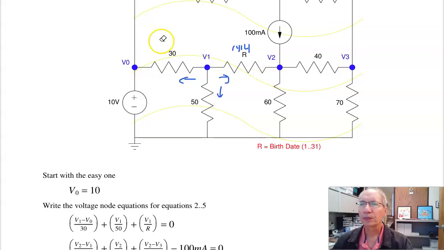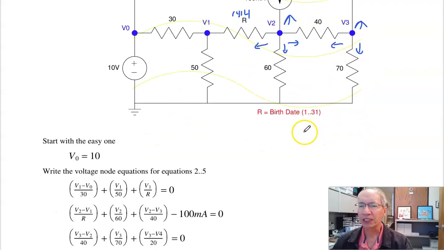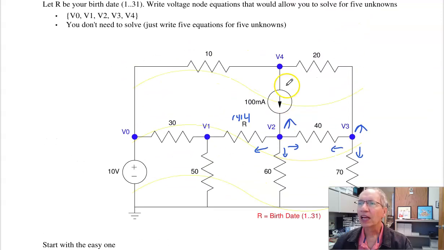At node 2, currents have to add to 0. So at node 2, current left, down, right, up equals 0. Left is V2 minus V1 over 1414. Down, V2 over 60. Right, V2 minus V3 over 40. Up, minus 100 milliamps. At node 3, current left, current down, current right. These three have to add to 0. V3 minus V2 over 40 plus V3 over 70 plus V3 minus V4 over 20 equals 0. And the last node at V4, current left, current down, current right equals 0.